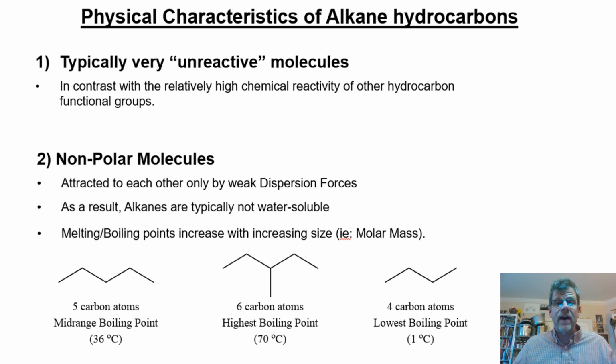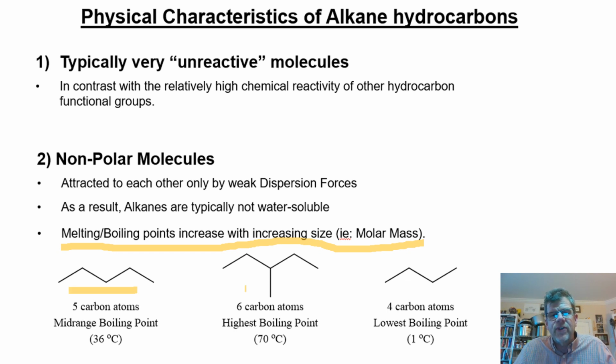Now, because they are governed by weak dispersion forces, their melting and boiling points increase with increasing molar mass or increasing size. So if I had, for instance, a representative 5-carbon hydrocarbon, a 6-carbon hydrocarbon, and a 4-carbon hydrocarbon, which one would have the highest boiling point? We could predict that because the one with the greatest number of carbons is going to have the highest molar mass. And indeed, we see that one in the middle has a 70-degree boiling point. The next one would be a 36-degree boiling point, and then the 4-carbon one would be a 1 degree Celsius boiling point.